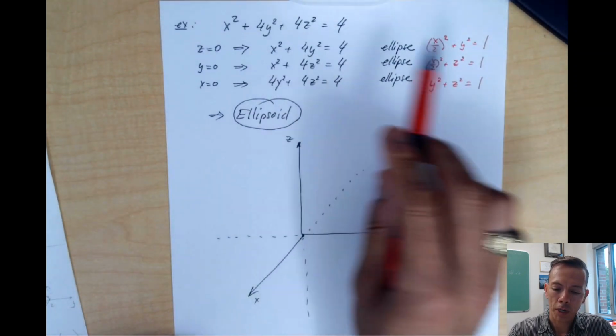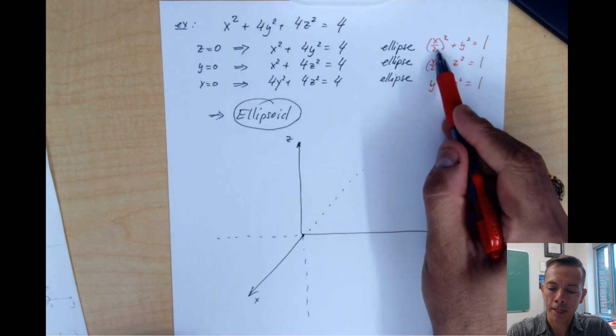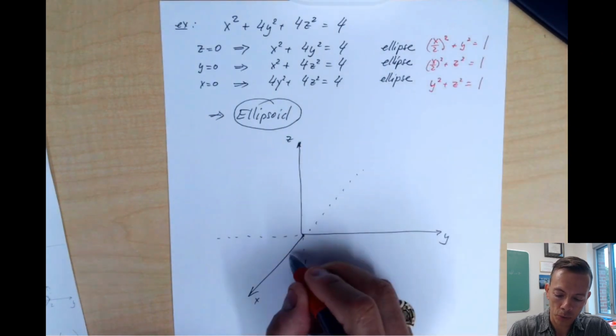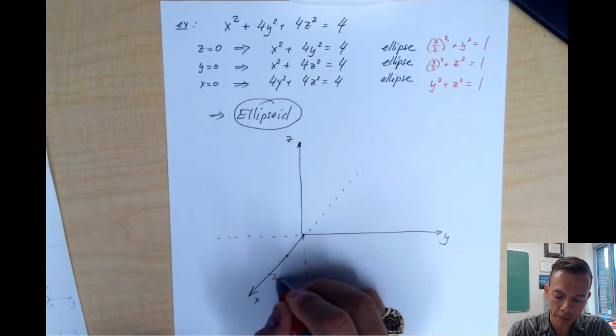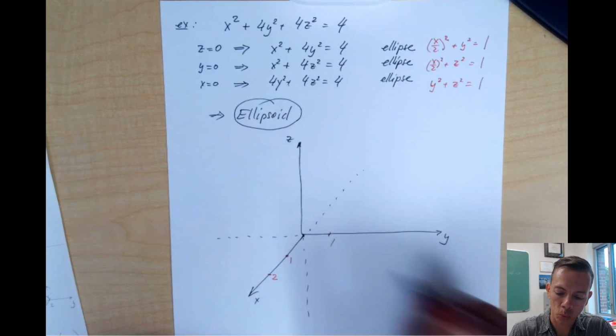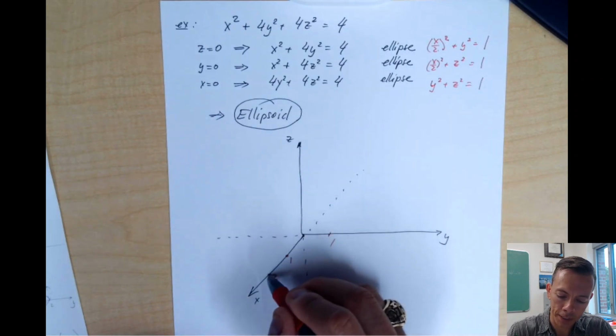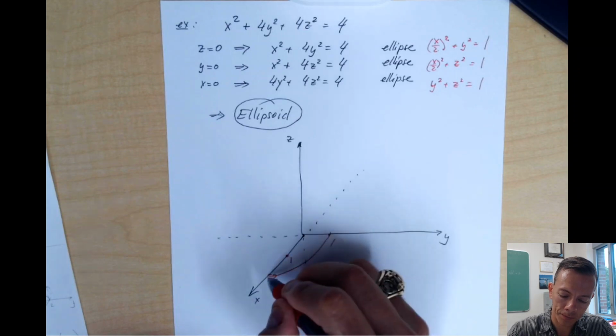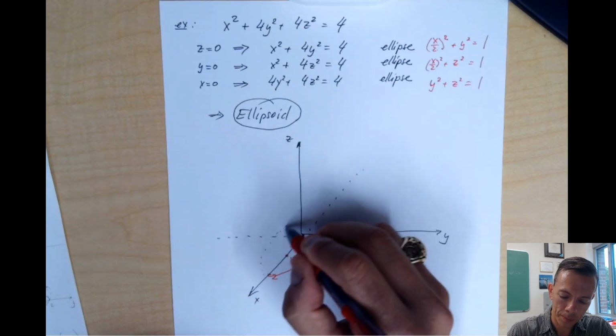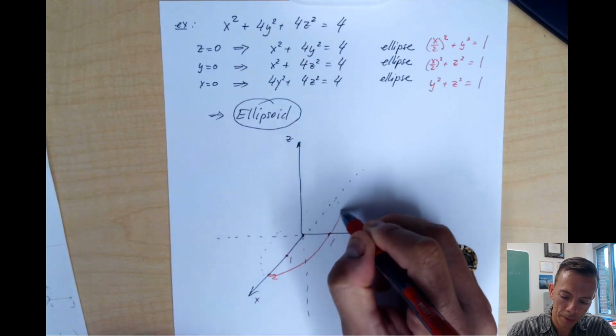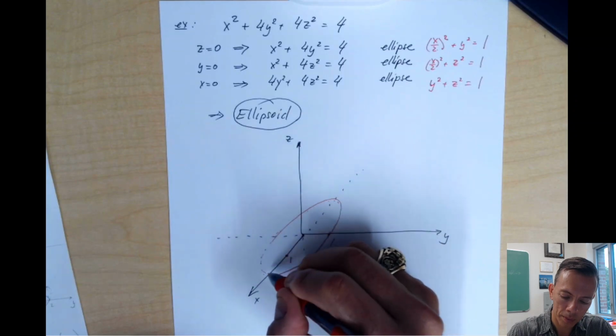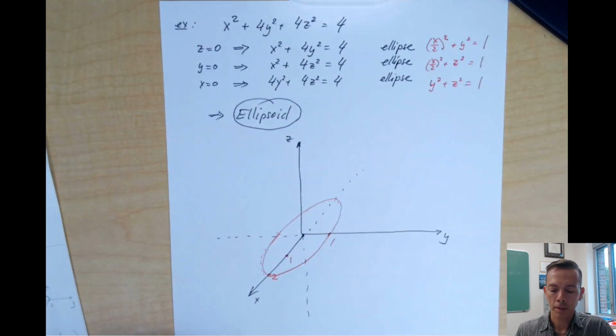in the xy plane, this is an ellipse whose principal axes are 2 and 1. So 2 in the x direction and 1 in the y direction. So it's an elongated ellipse in the xy plane.